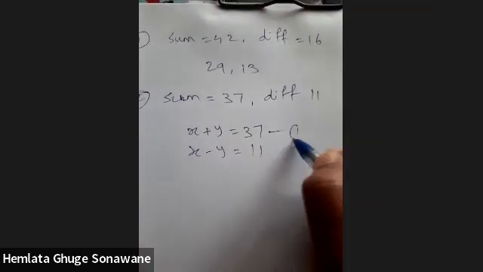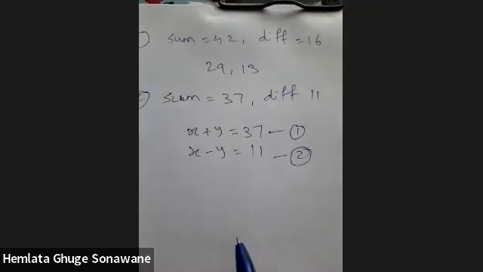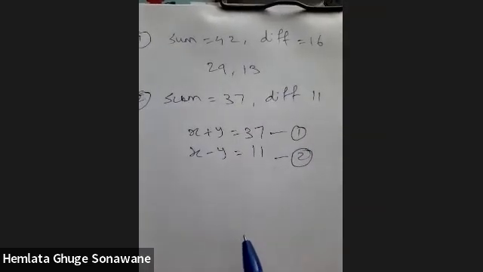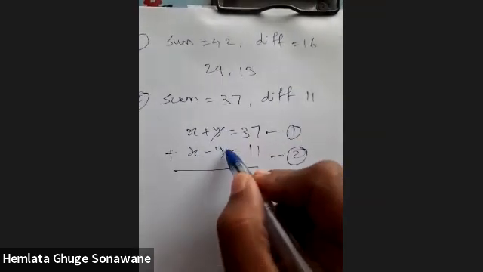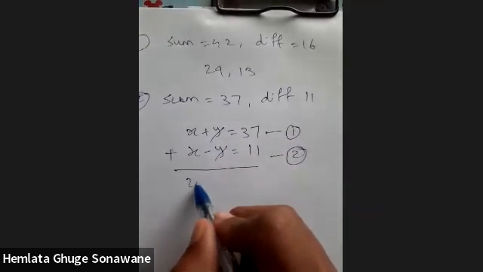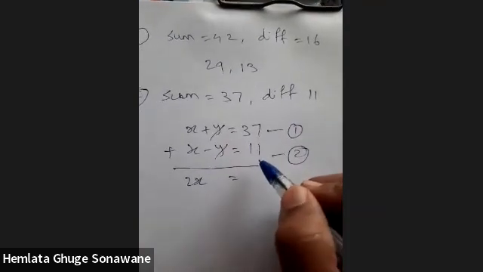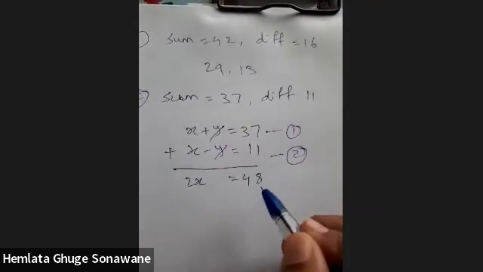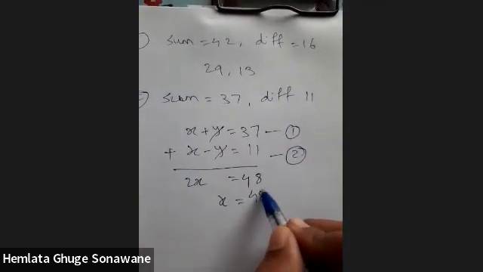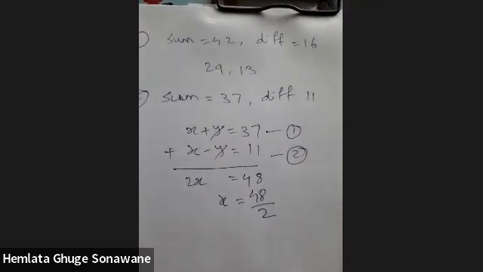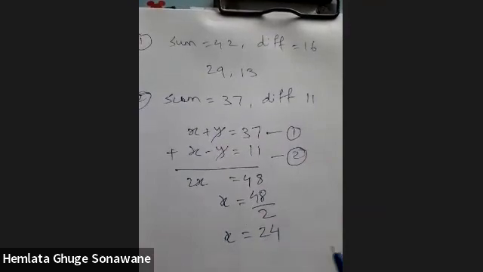Okay, this is our equation number 1 and this is our equation number 2 from the given condition. Now we'll add both these equations. Plus y minus y gets cancelled. x becomes 2x and 37 plus 11 becomes 48. Now this 2 is in multiplication form. It divides towards right hand side. So x is equal to 48 upon 2. So x is equal to 24.